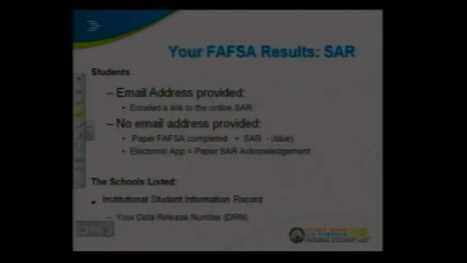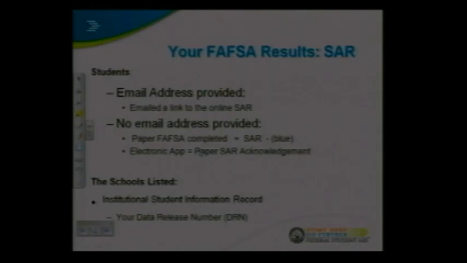So how do you get the results? You complete it, you sign it, you submit it. Hopefully we're doing it electronically based on our recommendation. If you provide an email address, then you're going to be emailed a link to the online SAR. We strongly recommend that you provide an email address if you have one, so that you can get the results quickly. If you do not have an email address and you do the paper form that we held up, you're going to get a student aid report.